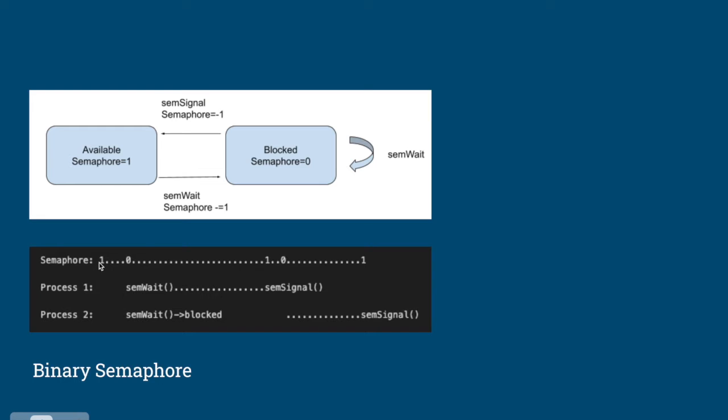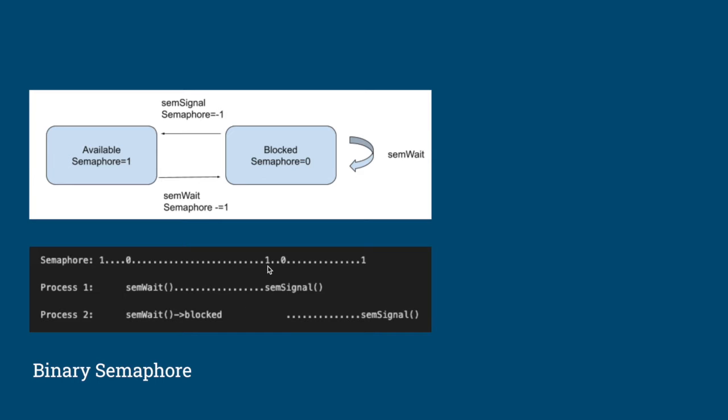So as we can see here, looking at the chart, we have a semaphore value starting off at 1, and we have two processes. Let's say semWait is called by the first process, and then we're waiting for it to call signal for that semaphore to be available again. But if process 2 calls semWait as well at the same time, it becomes blocked and must wait until that resource becomes available again.